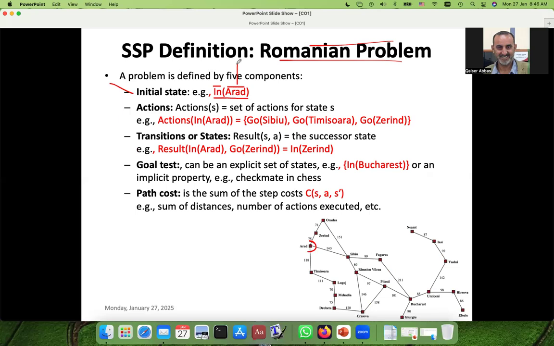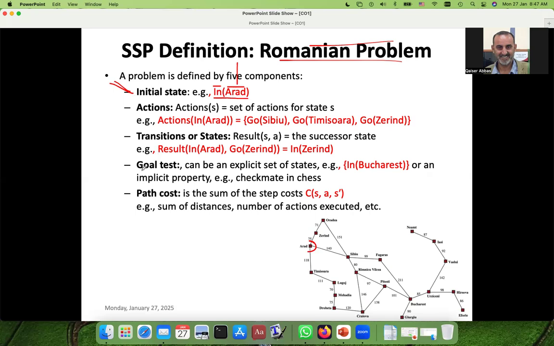You have to identify 5 things: initial state, goal states, set of actions, or you can say what are the actions, and what are the total number of states. This is the 4th one, and the 5th one is path cost. You have to identify 5 things. So okay, initial state is done.